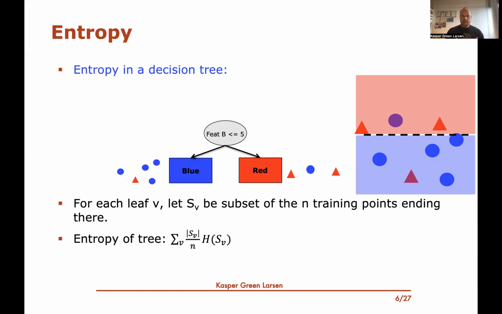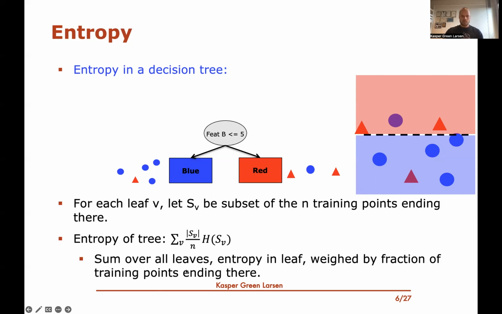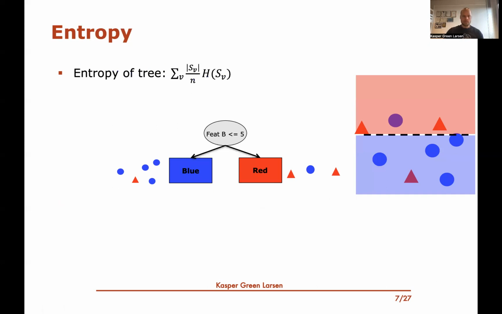Now, what we define now for such a decision tree is the entropy of the decision tree. So what we do is we sum over all the leaves, we compute the entropy of this leaf, and then we weigh it by the fraction of points that end up in this leaf. Okay, so sum over all the leaves, compute the entropy in the leaf, and then we weigh by the fraction of training examples that end up in the leaf. Okay, so if many points end up in a high entropy leaf, then the entropy of the whole tree is going to be large, and otherwise it can be small. Okay, so the entropy of the tree is defined like this.